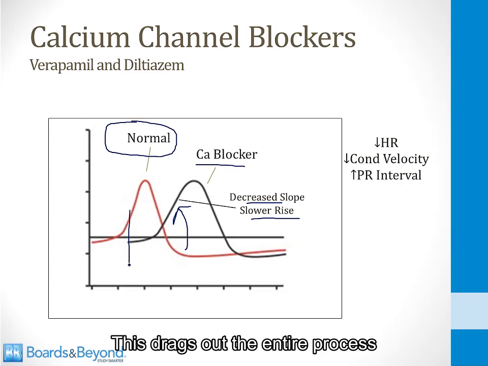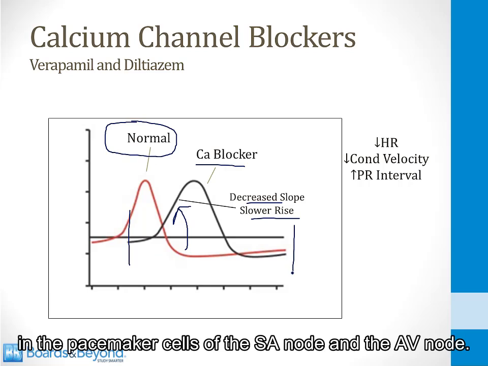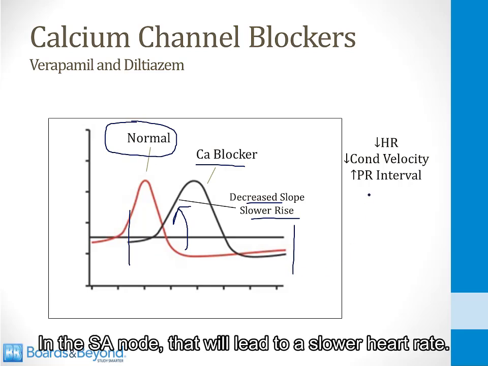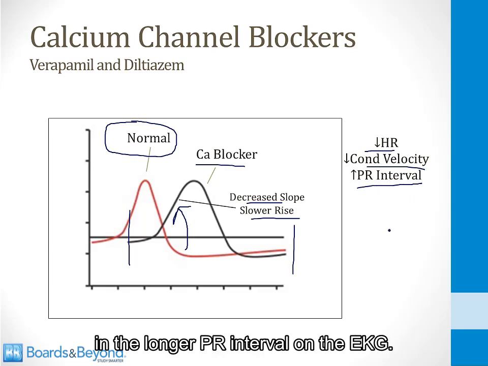This drags out the entire process of depolarization and repolarization in the pacemaker cells of the SA node and the AV node. In the SA node, that will lead to a slower heart rate. In the AV node, that will lead to decreased conduction velocity and a longer PR interval on the EKG.